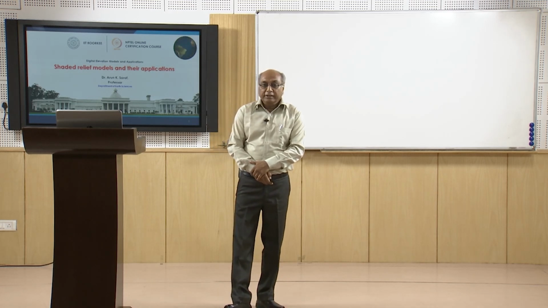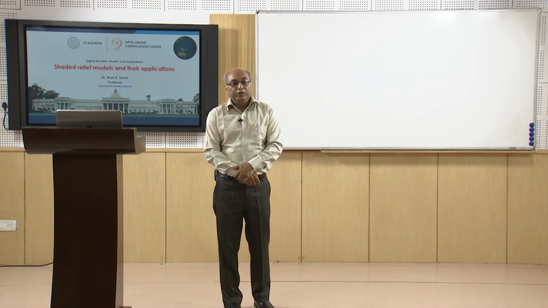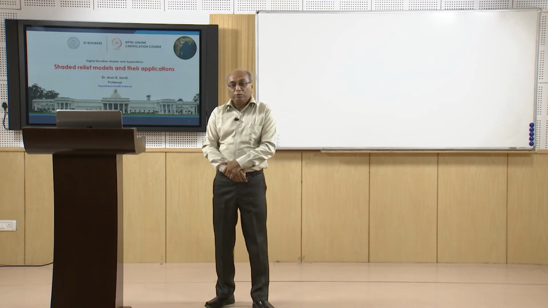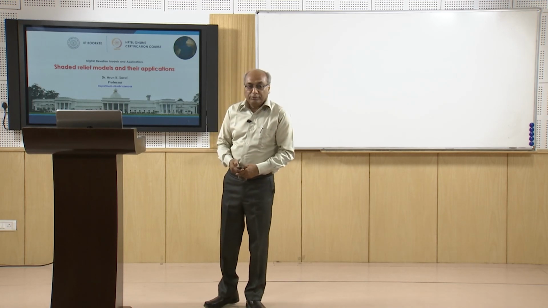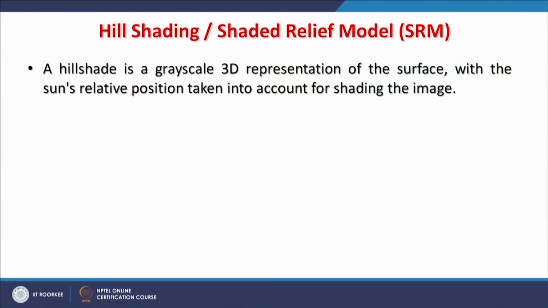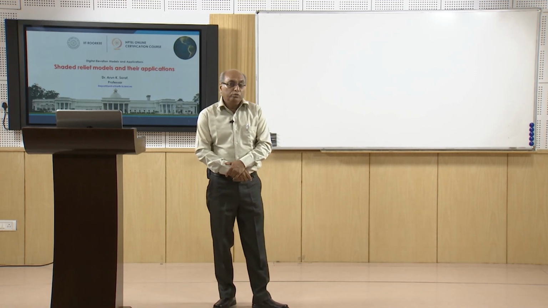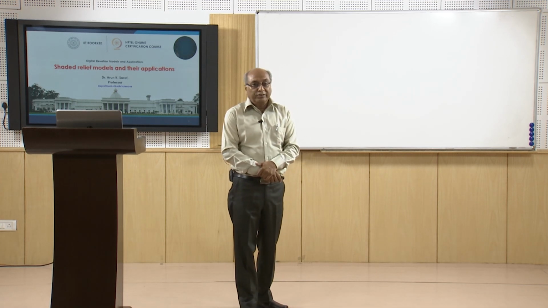Also, there is another term which is used for shaded relief model, and that is hill shading. Like in ArcGIS software, instead of SRM, that is shaded relief model, they use the term hillshade. So don't get confused, both are the same thing. What a hillshade or shaded relief model basically is, is a grayscale 3D representation of the surface. So within one frame, you get a depth perception with the sun's relative position, because here the illumination source and its elevation and azimuth can be chosen by the user. But by default, it is always assumed that the illumination source is coming from the northwest direction.